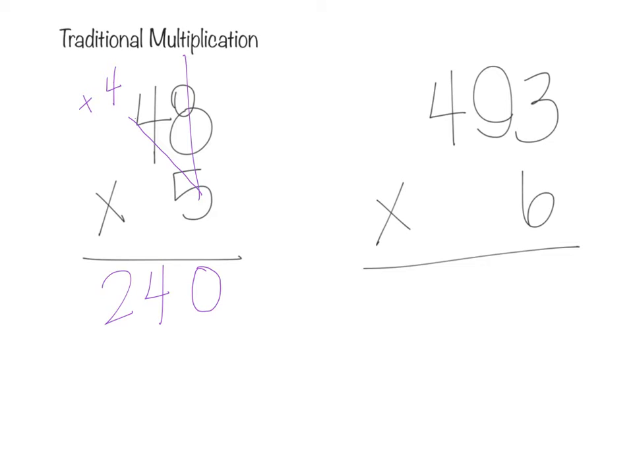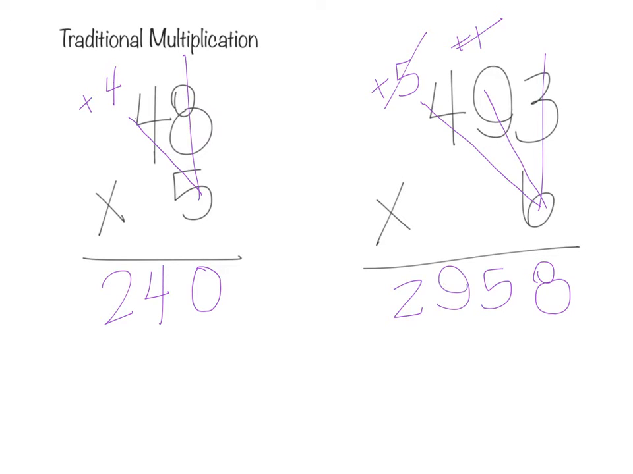If I went over and did 493 times 6, I would have 6 times 3 is 18, so I'd bring down the 8, and I'd carry the 10s. 9 times 6 is 54, plus 1 would be 55. Bring down that 5, carry the 10s. 6 times 4 is 24, plus 5 is 29, so I'd bring down the 29, 2,958.